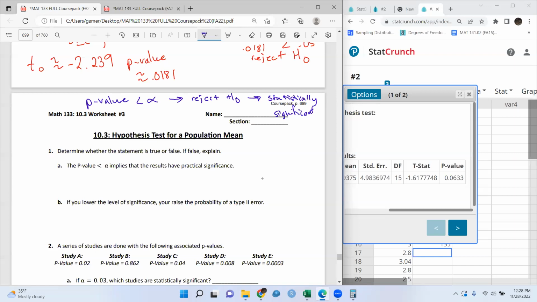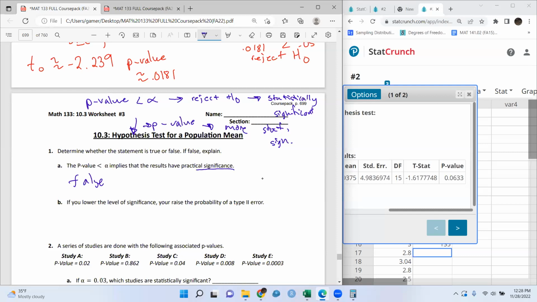The other connection here is that the lower the p-value, then the more statistically significant. We had talked about that in 10.2. We'd kind of written that sentence down. So if we make a lower p-value, we're increasing our statistical significance. Remember that practical significance is never guaranteed. So if you look at number 1A, the p-value less than alpha implies the results have practical significance. That's false.